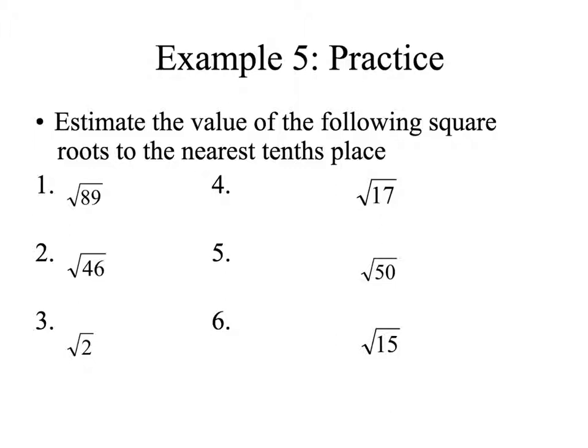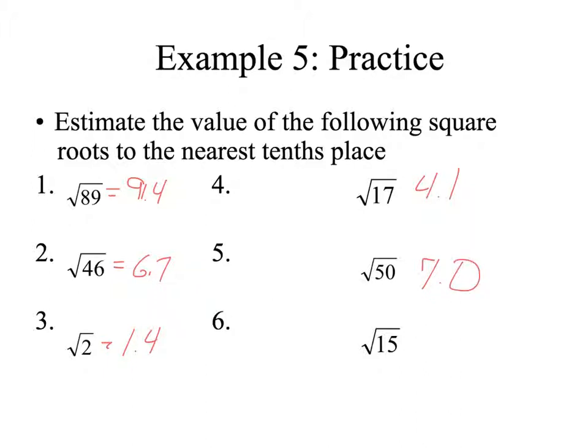So the square root of 89, when you estimated it, you should get 9.4. Square root of 46 should be close to 6.7. Square root of 2 is close to 1.4. Square root of 17 is approximately 4.1. Square root of 50.